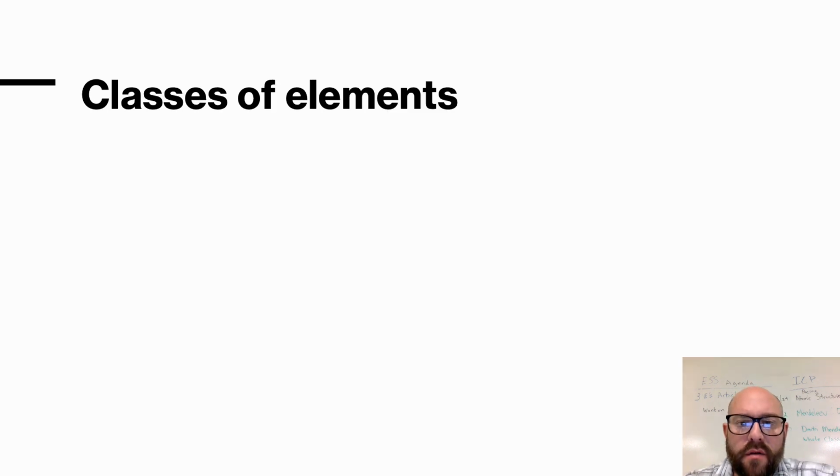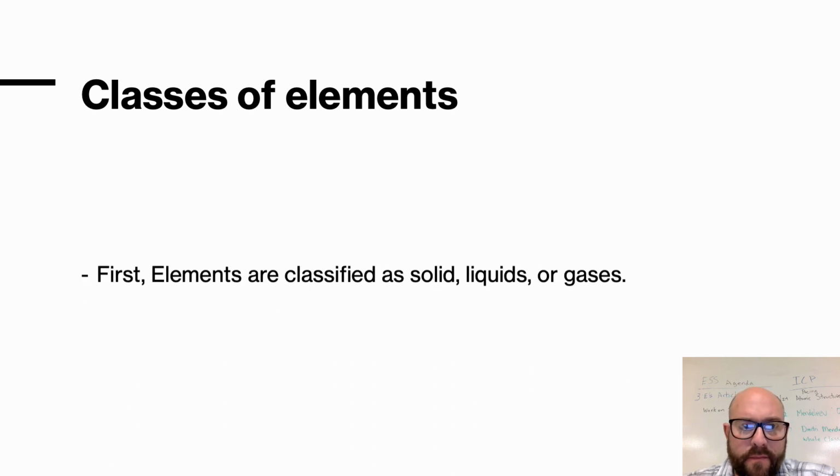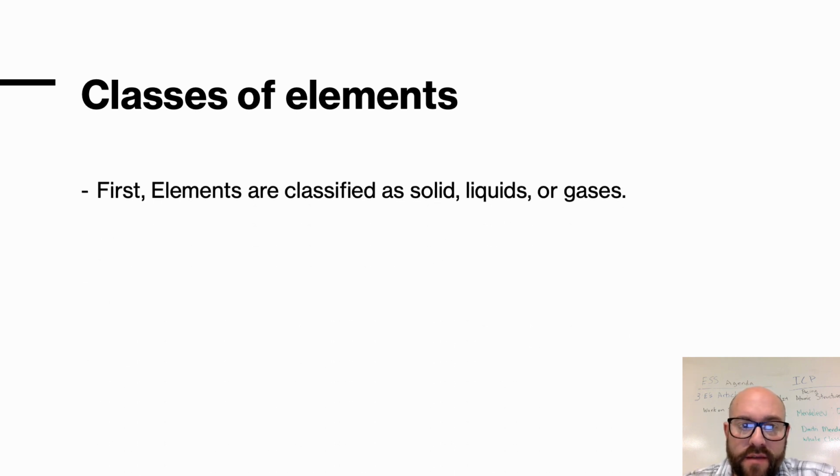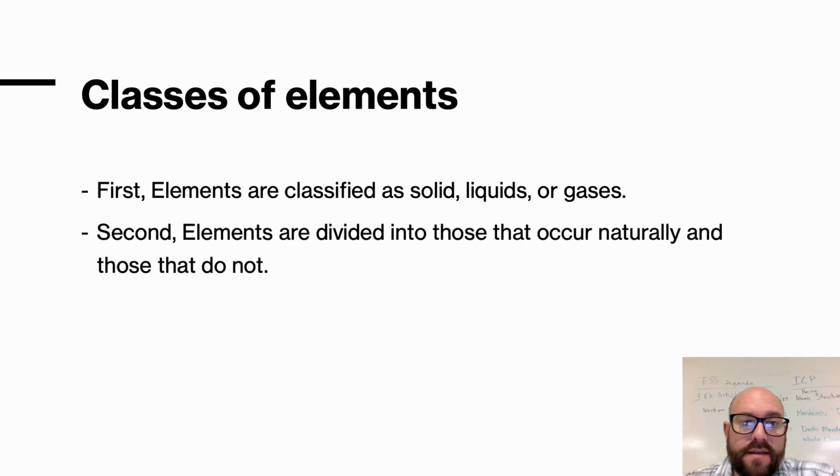The periodic table presents 3 different ways to classify elements. First, elements are classified as solids, liquids, or gases. Second, elements are divided into those that occur naturally and those that do not. All but 2 elements with the atomic number of 1 through 92 occur on Earth. Elements with the atomic number of 93 and higher do not occur naturally.